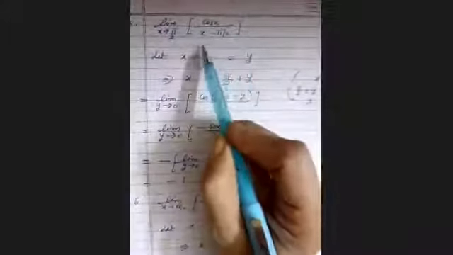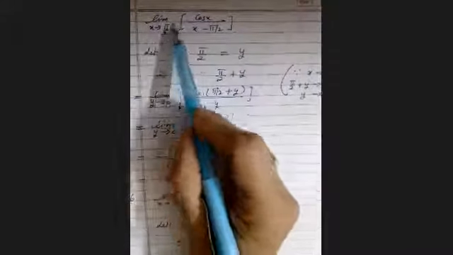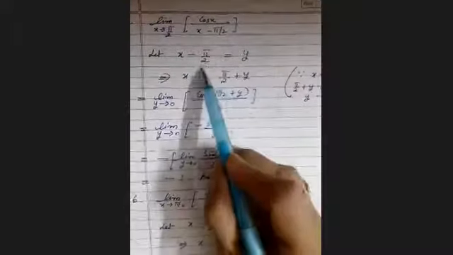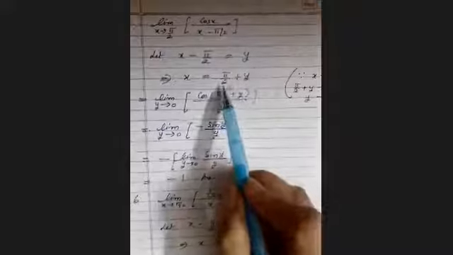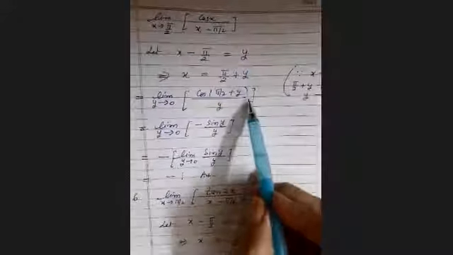Now next is limit x tends to pi by 2, cos x upon x minus pi by 2. Here the limit is not tending to 0, that's why we are changing this, and we are taking x minus pi by 2 as y. This pi by 2 is shifted to this side, it will become pi by 2 plus y. Means we are changing the whole function in terms of y. In place of x, we are writing pi by 2 plus y, and in place of the denominator, y.